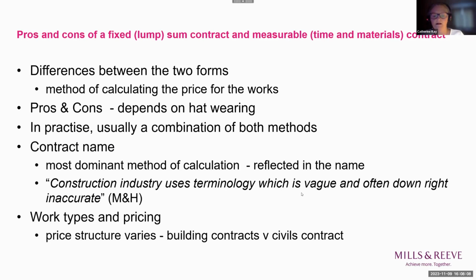As Lauren mentioned, I'm going to talk about contracts, and in particular fixed price contracts and/or cost reimbursable contracts. In terms of the differences between the two types, essentially I'm going to be talking about the method of calculation of the price for the works. Also the pros and cons, really the preference depending on which hat you're wearing, whether you are wearing a client employer hat or a contractor hat.